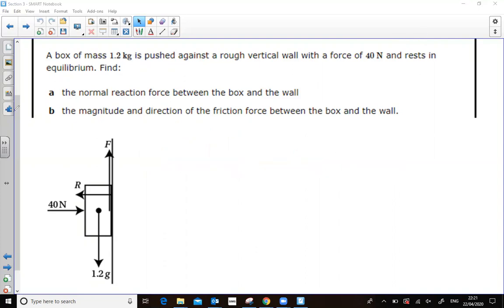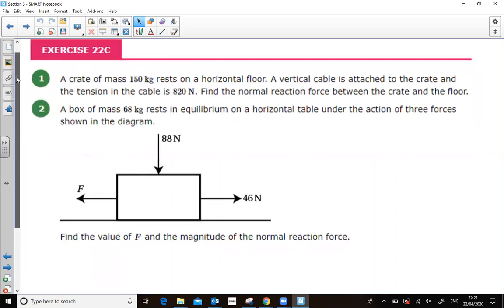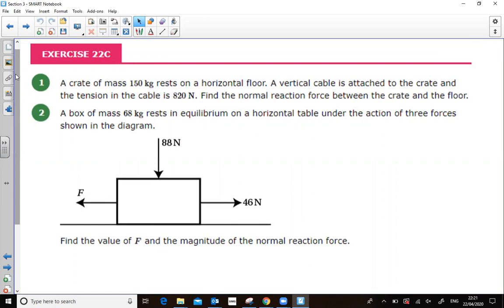Right, so I hope you find those examples all right, and they're not as difficult. So now you should try some exercise. Here are the questions for exercise 12-2C, questions 1 and 2. When you do those questions, again, please remember to draw a diagram and label all the forces acting on the diagram.